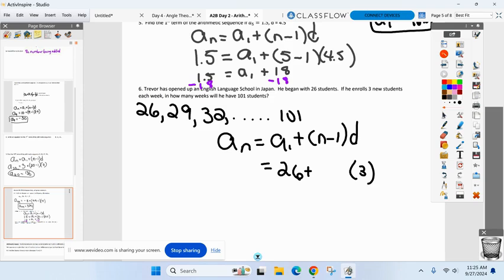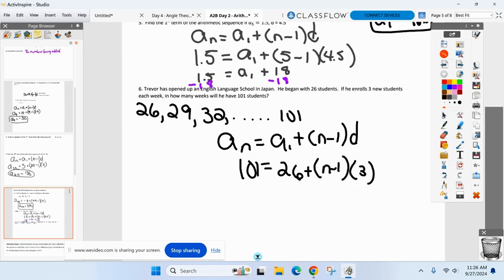Now remember what I said. These two go together. This is any term and its position in the sequence. So let's think about this. This is any term and then its position. What term am I focused on when it hits what? So when does it hit 101? What term is 101 in the sequence?